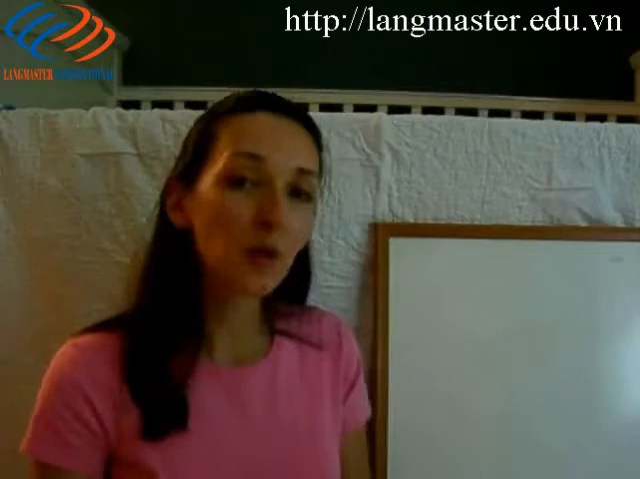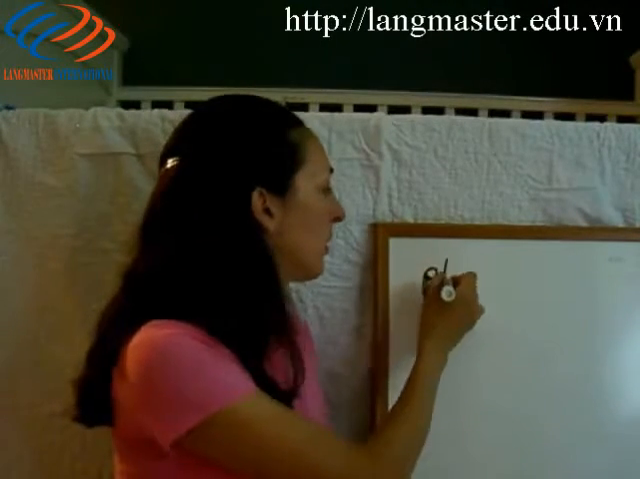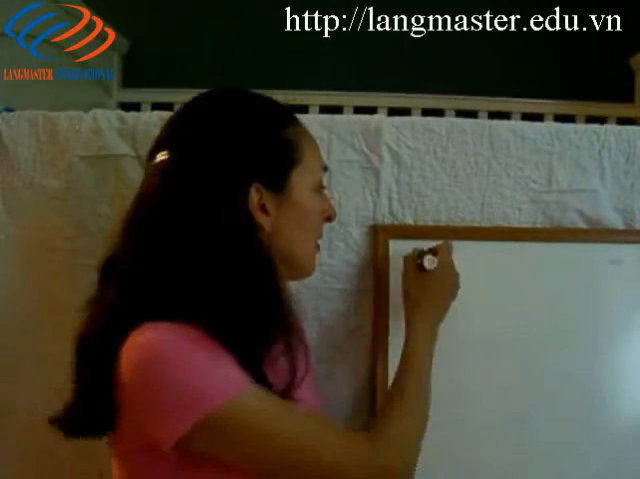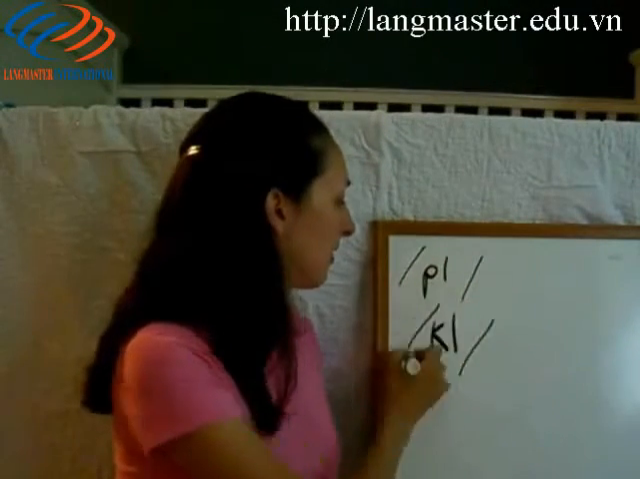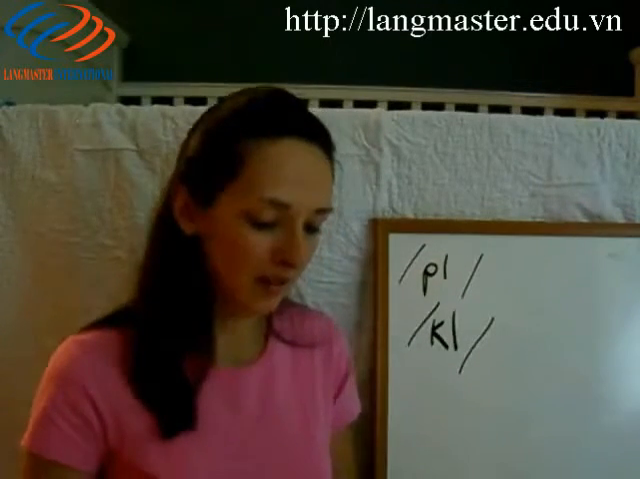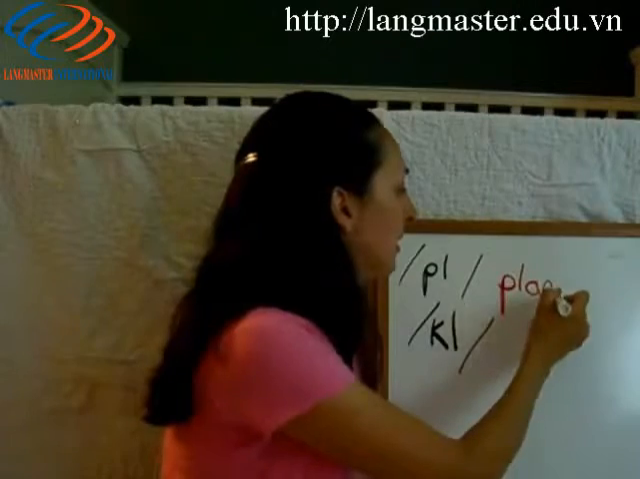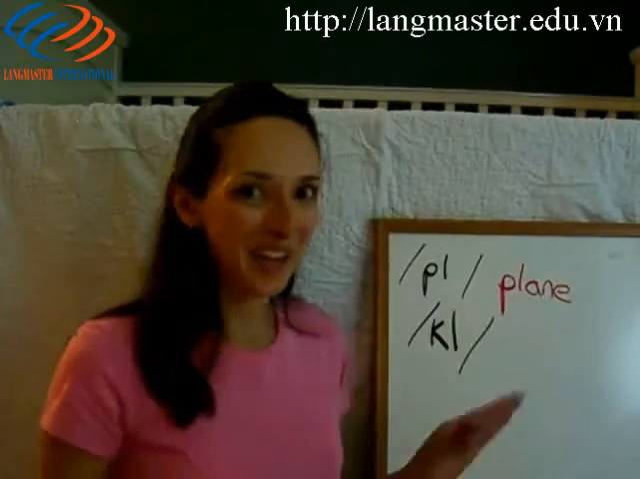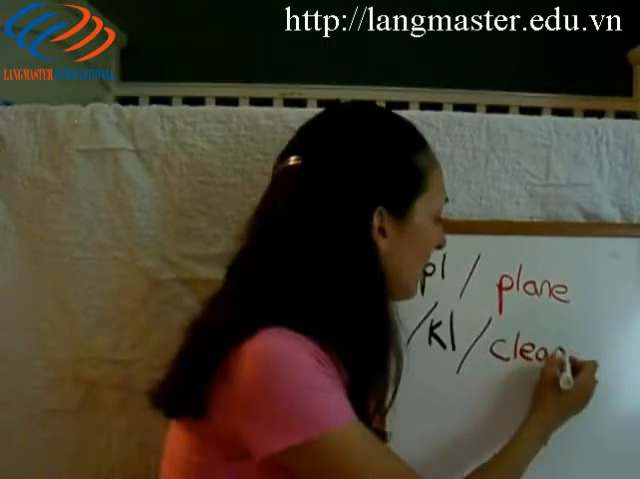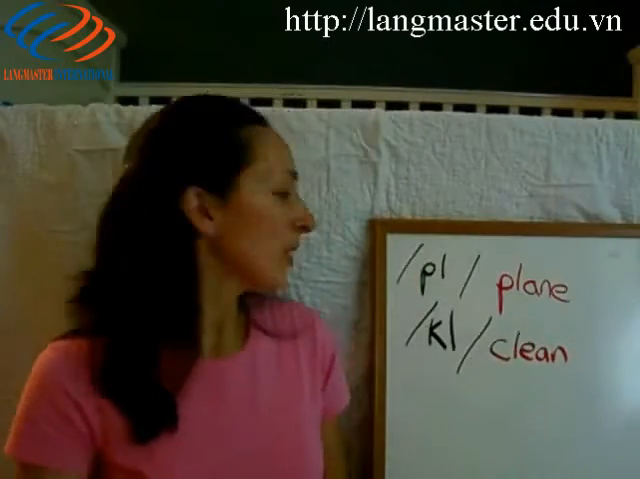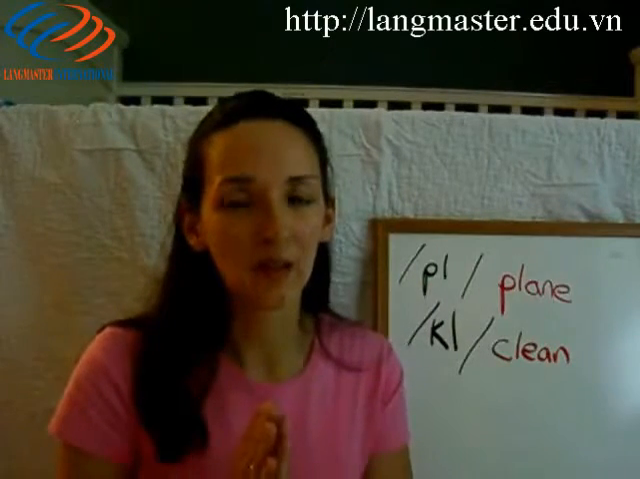In these consonant groups, you need to be careful with the sound PL and the sound KL. For example, words like plane, an airplane, and clean. With P and K, there's a slight difference with L.